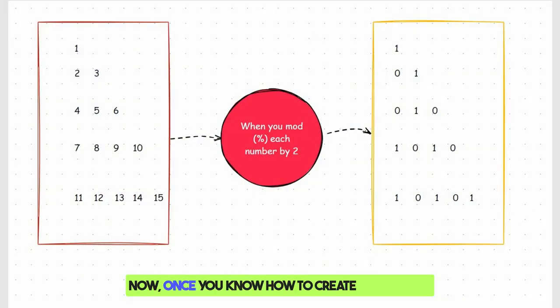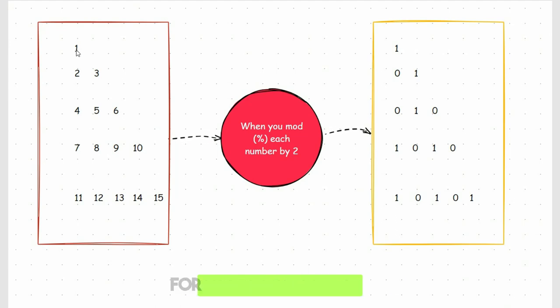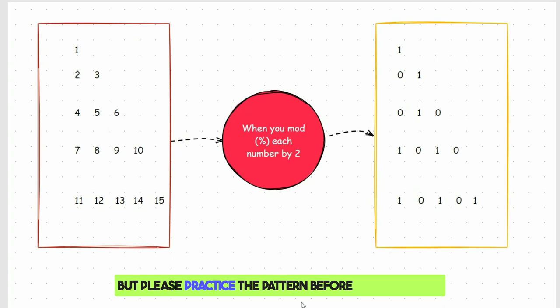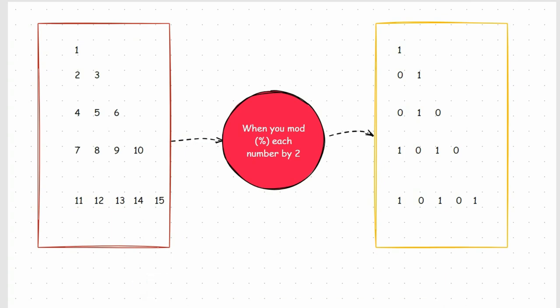Now, once you know how to create the pattern, this is what exactly the Floyd triangle means. You are creating a pattern first for printing 1, 2, 3, 4, 5, 6 till 15. Then every step, you mod each element by 2 and take the remainder. So 1 mod 2 is 1, 2 mod 2 is 0, 3 mod 2 is 1, 4 mod 2 is 0, 5 mod 2 is 1. So this is how the Floyd triangle output is. Let's do the practical for it. But please practice the pattern before you jump into this video. That will be much more helpful.